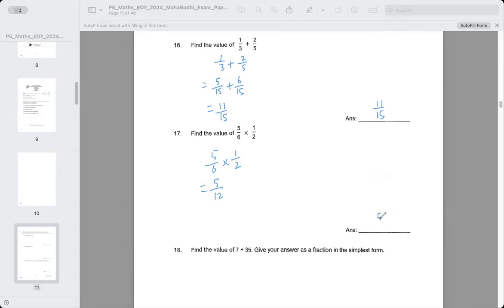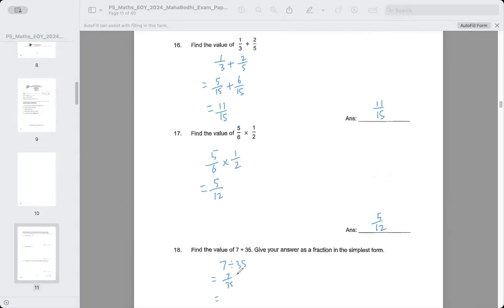Okay, and that's our answer, 5 out of 12. Question 18, find the value of 7 divided by 35. So remember, 7 divided by 35 just simply means 7 out of 35. Divide and out of is the same thing. Okay, so with that, you can give it in the simplest form.